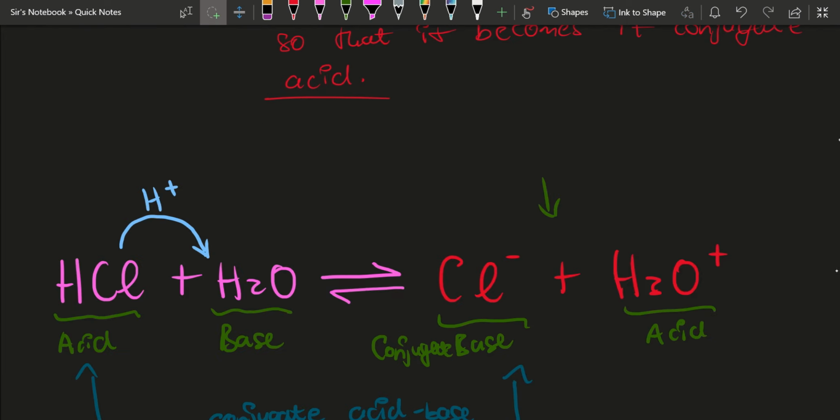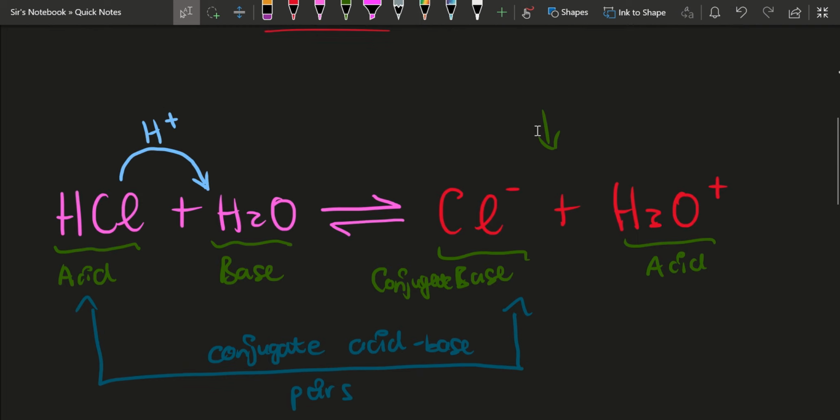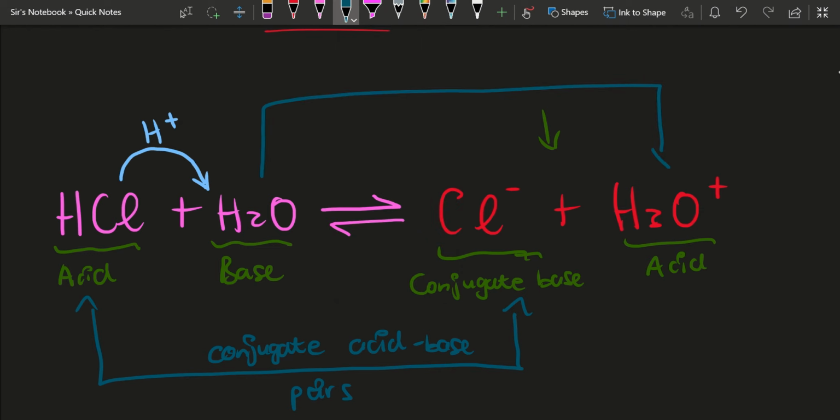Okay, so Cl minus is a conjugate base. So Cl minus is a conjugate base of the acid HCl. Similarly, H2O and H3O plus are also conjugate acid-base pairs.